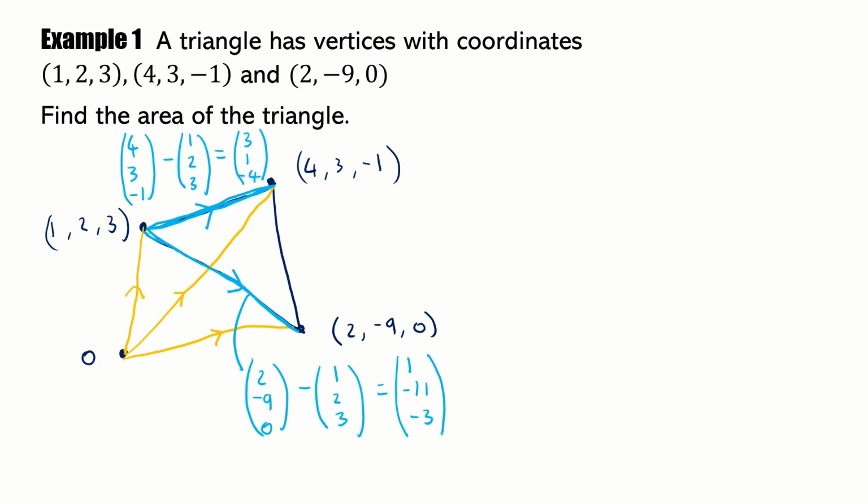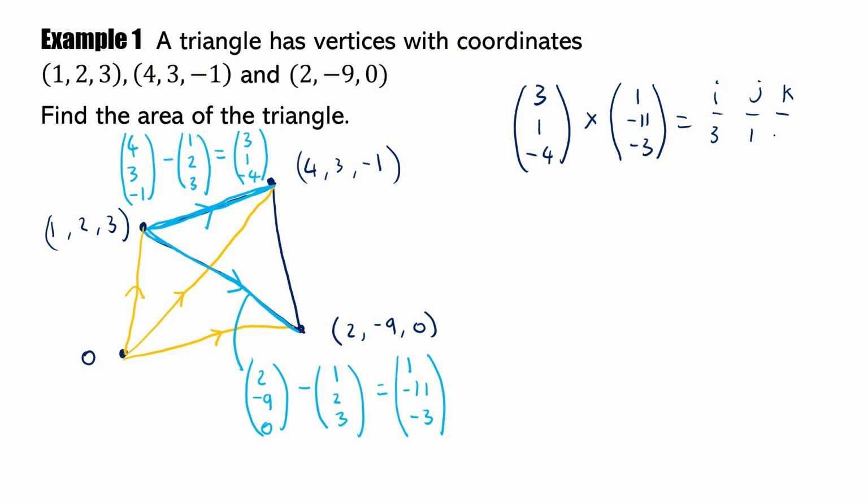And so if I want to calculate the area of the triangle, I know I'm now going to need the cross product of the vectors for these two edges. So I'm now going to calculate that. We've got 3, 1, minus 4 cross product with 1, minus 11, minus 3, if I can say it. So that would be I, J, K, 3, 1, minus 4, 1, minus 11, minus 3, and the magnitude of that 3 by 3 matrix will give me the cross product.